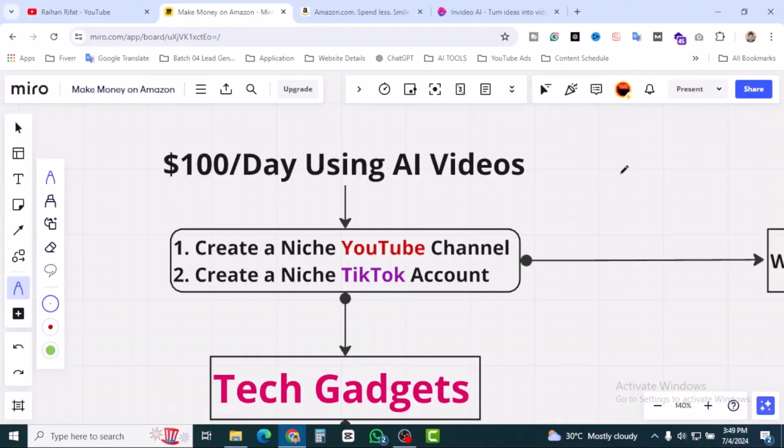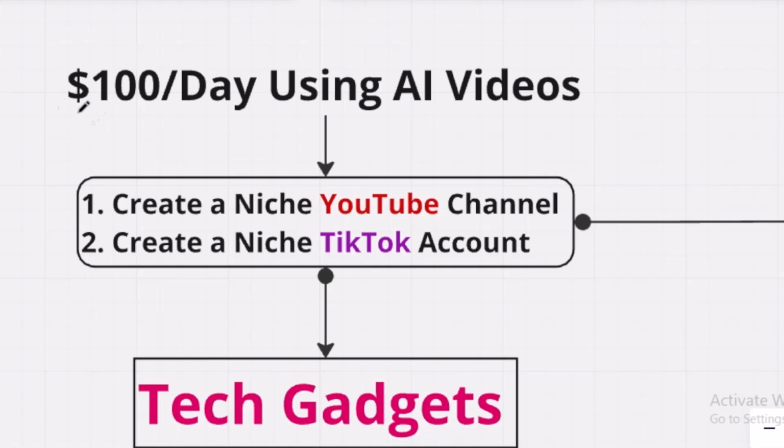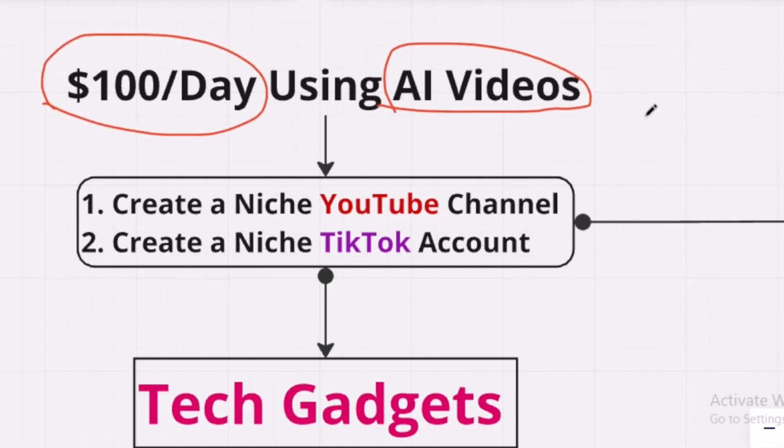If you are a beginner, don't worry at all. I will show you each and every step so that you can understand and apply. So our target is making $100 per day using AI videos, guys. In the very beginning, we have to create a YouTube channel and a TikTok account. Create a niche YouTube channel, create a niche TikTok account.